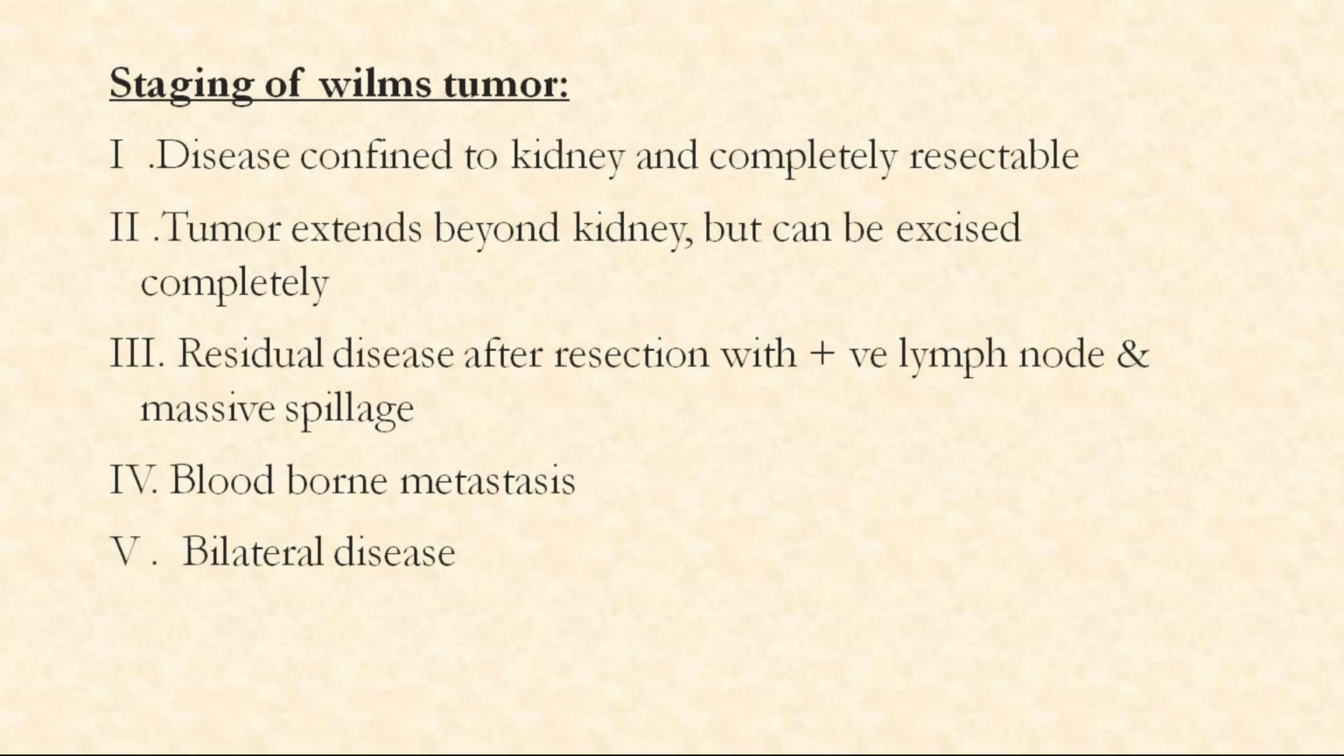How do you stage this tumor? There are 5 stages depending upon the involvement of the tumor related to the kidney: stage 1, stage 2, stage 3, stage 4, stage 5. What is stage 1? The disease is only confined to the kidney and easily resectable. That means a small size. If the tumor extends beyond the kidney, that means into the perinephric region, but it can be excised completely, that is called stage 2.